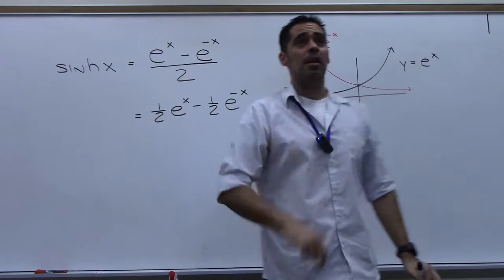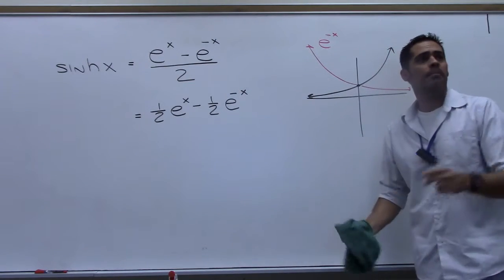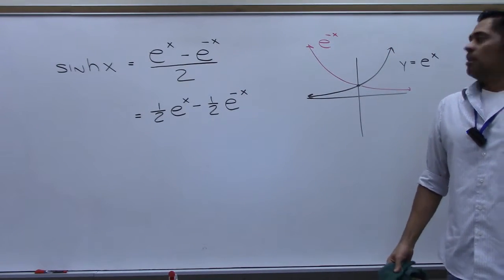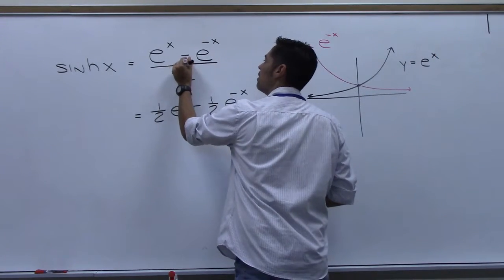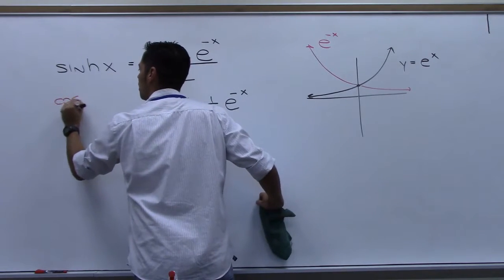Now, that's hyperbolic sine. What's the difference between hyperbolic sine and hyperbolic cosine? The only difference is a plus sign. So if I put a plus here instead of a minus, then this thing becomes the cosine hyperbolic function.